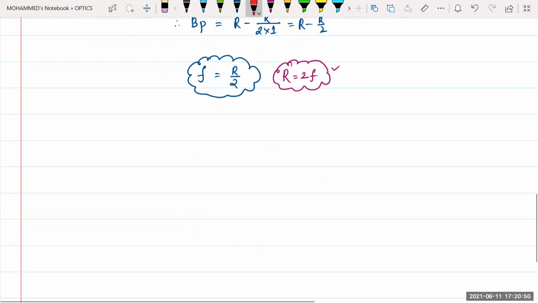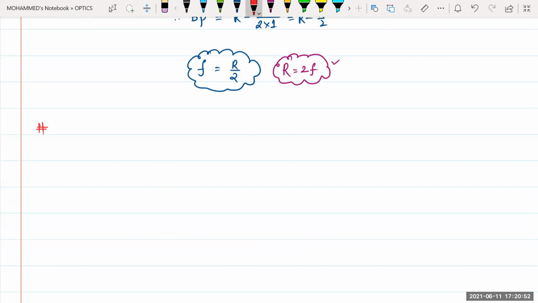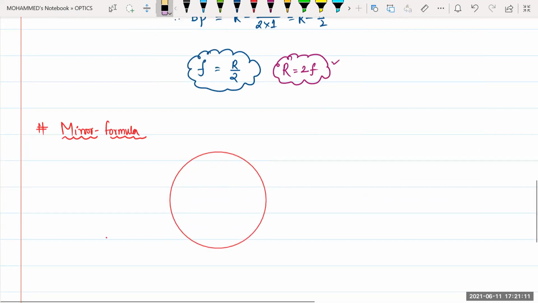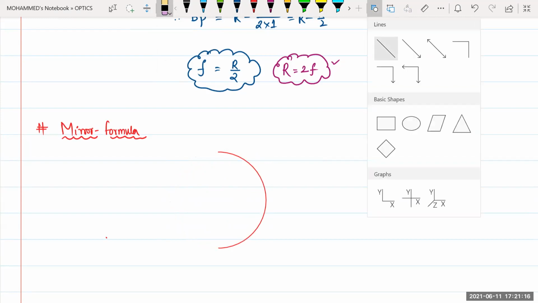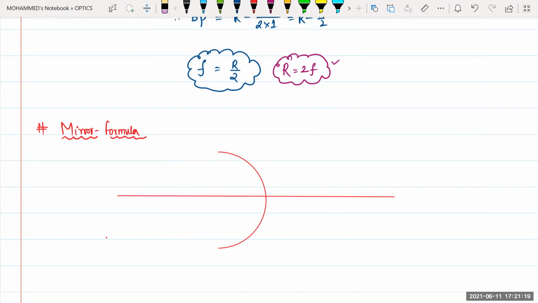Okay, next one. Next one is about your mirror formula. Mirror formula. So again, same condition right now. This will be your principal axis, and if it is good on the outer side, that will be your concave mirror.